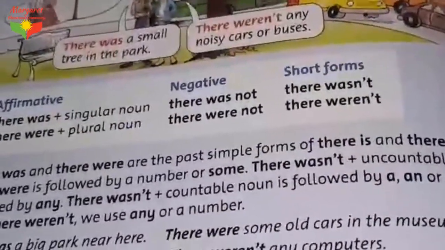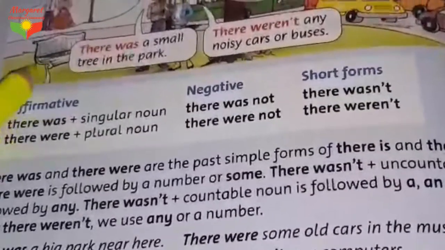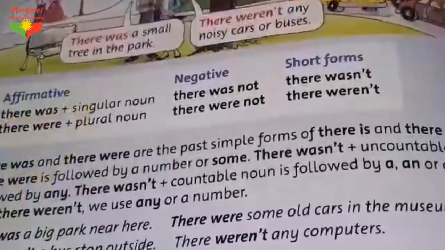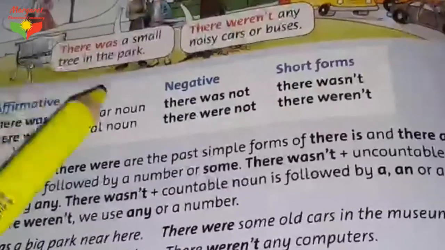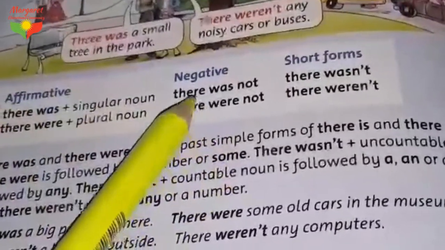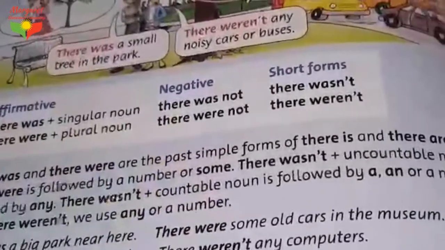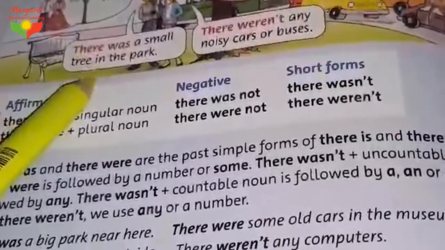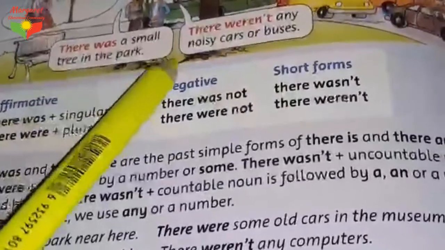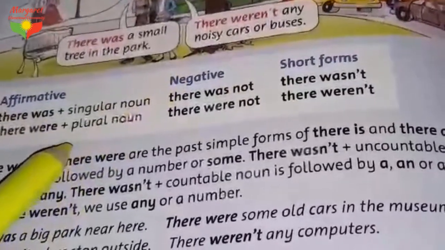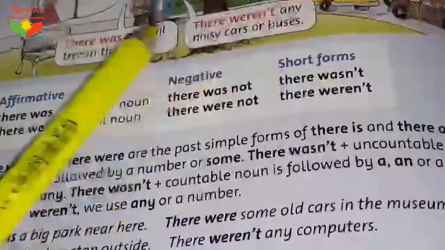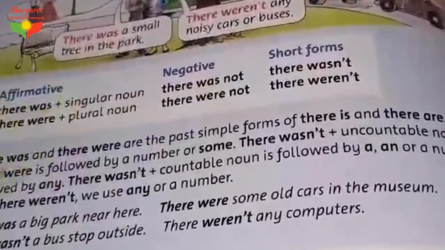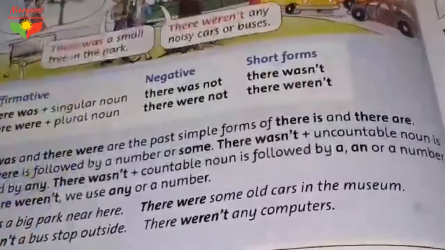But today we are going to study only about affirmative. It means positive form. So affirmative and positive form. But for the next videos, I'm going to explain negative and question forms for you as well. Here also we have two examples. There was a small tree in the park and there weren't any noisy cars or buses. It's about negative, but today we are going to talk about affirmative form only. So stay with me. Let's practice with some examples.